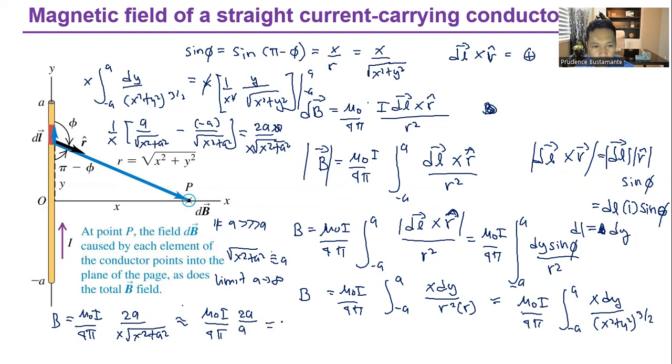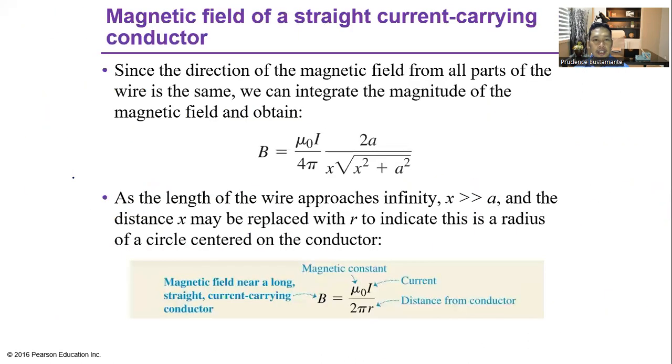So what will happen is it will become mu naught I over 4 pi times 2. So cancel, cancel, this will become 2. So we have mu naught I over 2 pi. So that is the magnetic field near a long straight current carrying conductor. Magnetic constant times current over 2 pi r.